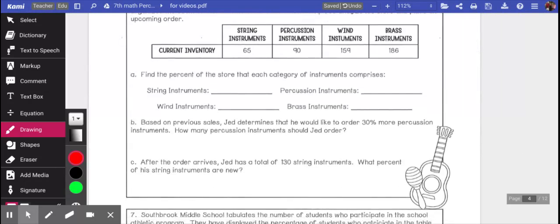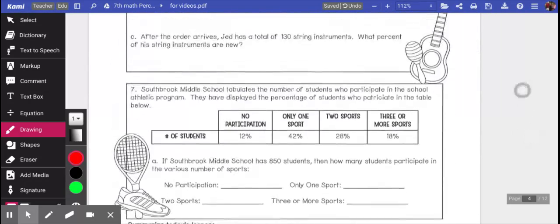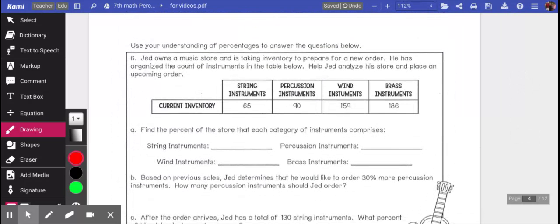Okay, next one. Some of them get a little bit tricky. It says Jed owns a music store and has taken inventory to prepare for a new order. He has organized the count of instruments in the table below. Help him analyze his store and place an upcoming order. So you're going to find the percent of the store that each category of instruments comprises.